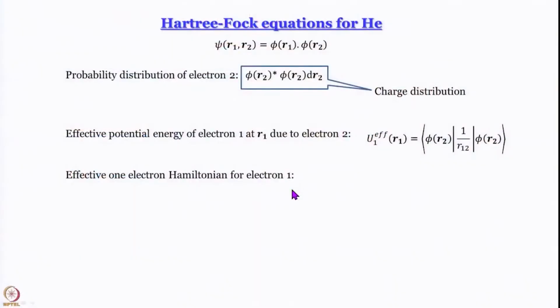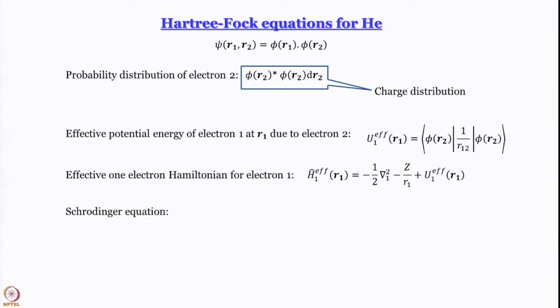What is the additional term I get in this effective 1 electron Hamiltonian for electron number 1 for helium? This U1 effective also has to be included, right. So, the effective Hamiltonian for electron number 1 would be minus half del 1 square minus Z by r1, this is for the attraction of the electron with the nucleus, plus U1 effective at r1. This is our effective 1 electron Hamiltonian. Remember, 1 electron. Okay. So, we are going step by step, we are building the problem.